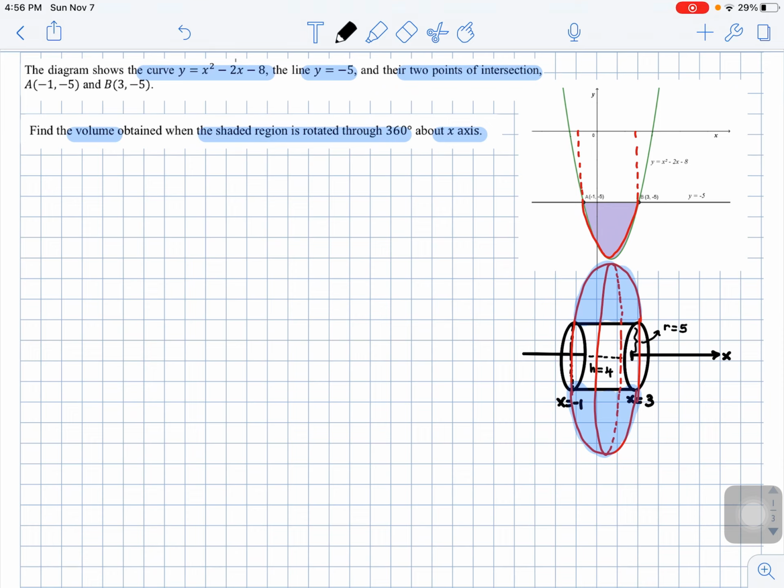how do you find the entire shaded region's volume? First, you take the volume of the curve, okay, and then you minus the volume of the cylinder. So, to do the curve, we integrate from -1 to 3. What is our y? And it needs to be squared. dx minus pi. You already know your radius is 5 and your height is 4.